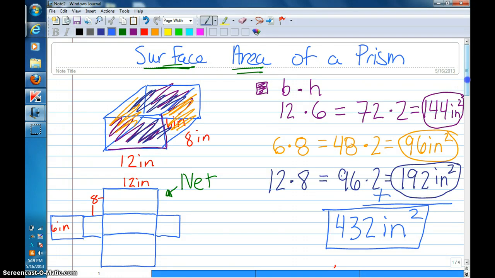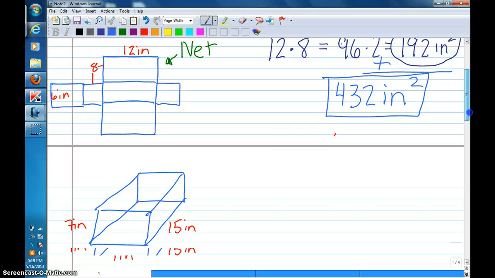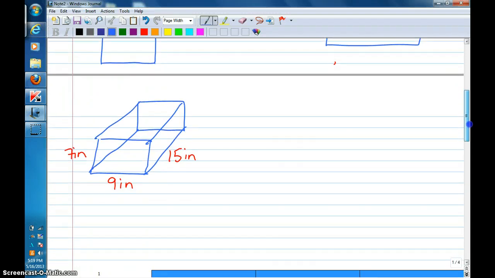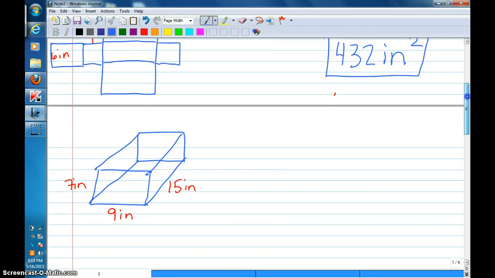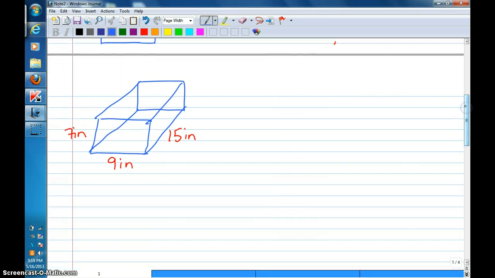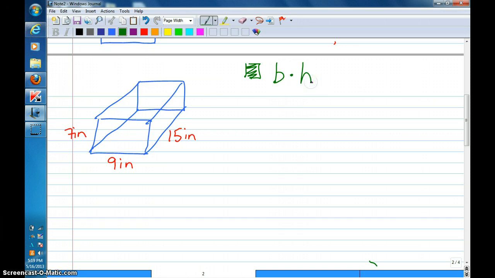Okay, let's look at one more, and this is also a rectangular prism. I didn't do the net figure this time, but you can see the bottom is 9 inches, up and down is 7 inches, and it's 15 inches wide. Again, they're all rectangles, so I'm going to be using base times height for all of these. It doesn't matter which one you start with. Again, all the areas of all the surfaces.